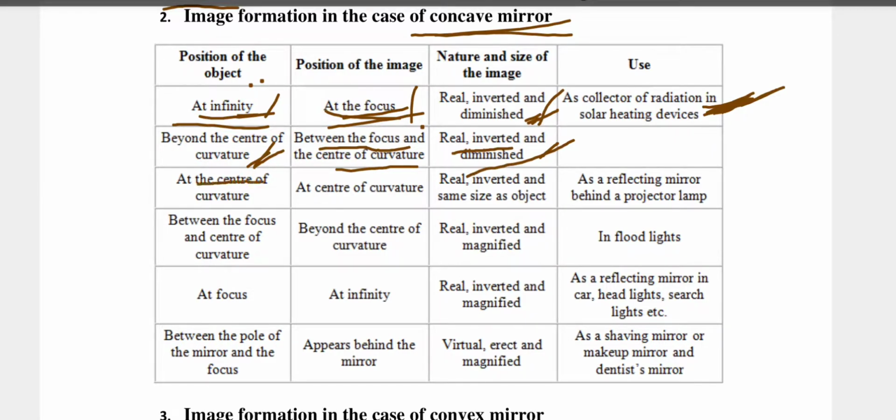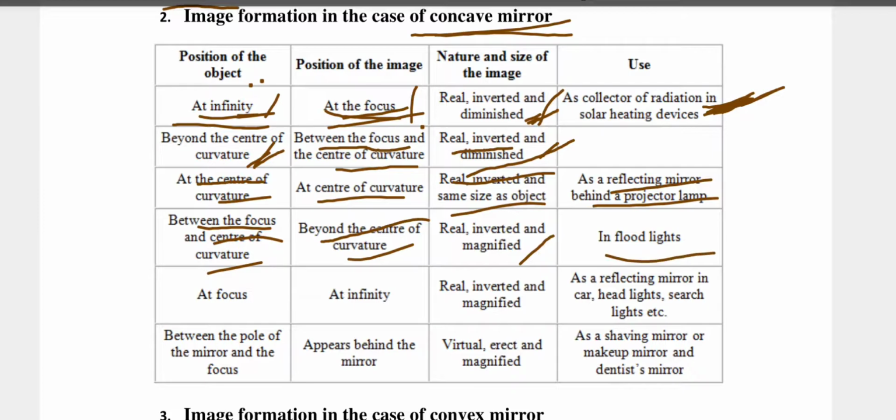When you place the object at the center of curvature, you get the image at the center of curvature. The nature will be real, inverted and the same size as the object. We use this in reflecting mirrors behind a projector lamp. Next, when you place the object between focus and center of curvature, you get the image behind the center of curvature. The image will be real, inverted and magnified, that is enlarged. We use this kind of object position in floodlights.